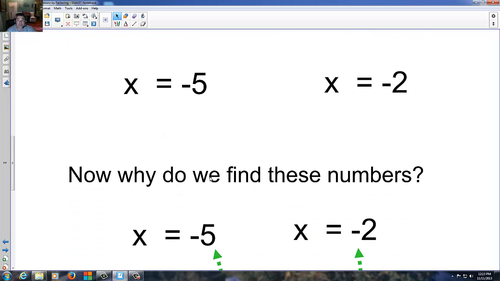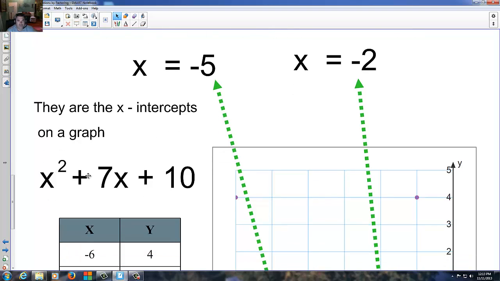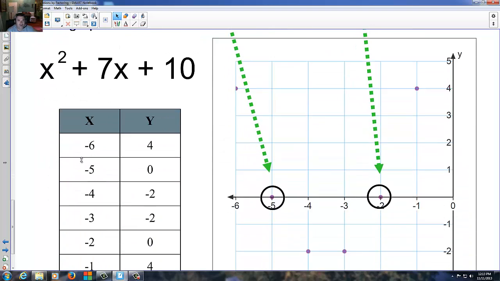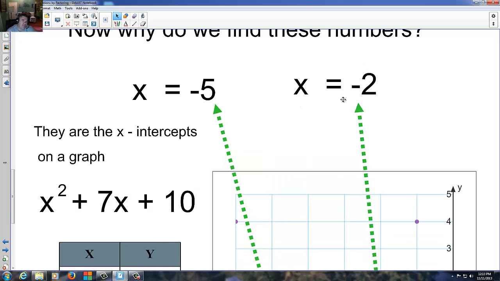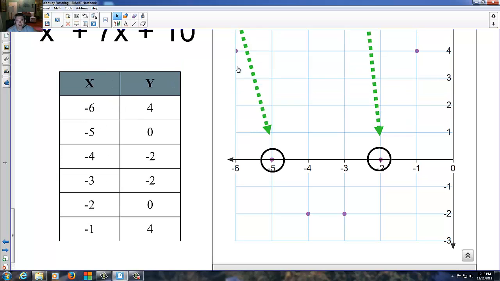Now, how do we find these numbers here? Go ahead, if I plug them in, take this chart here. If I make this chart, and since I know my number is going to be negative 5 and negative 2, I'm going to find numbers that are around here, and look what happens. At negative 6, I get positive 4 way up here. Negative 5 is 0. Negative 4 is negative 2. Negative 3 is negative 2. Negative 2 is 0, and negative 1 is back up to 4.